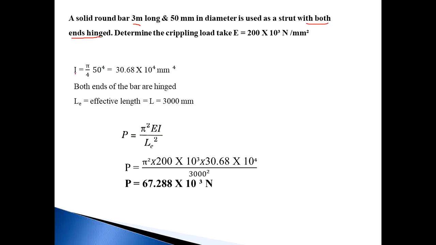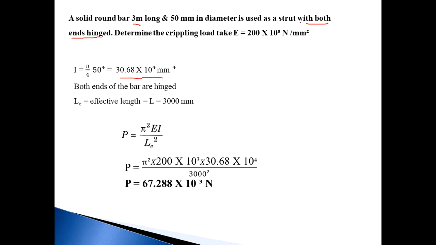So basically I is equal to moment of inertia for circular section, which is pi by 64 into d raised to 4. So d is 50, pi by 64 into 50 raised to 4. The moment of inertia is 30.68 into 10 raised to 4 mm raised to 4. Due to the circular cross section, the moments of inertia, that is Ixx and Iyy, both are same. So Ixx, Iyy is equal to I minimum. So directly use this 30.68 into 10 raised to 4 as the least moment of inertia, that is I minimum.